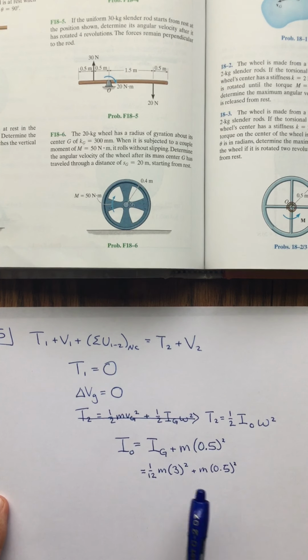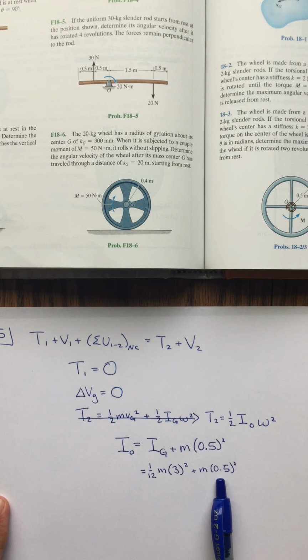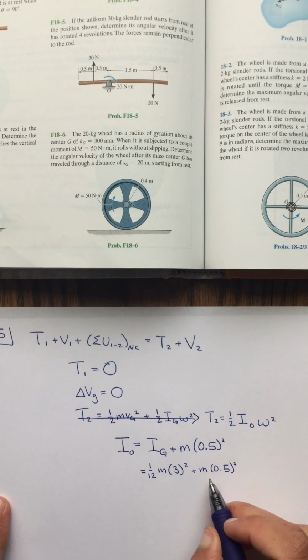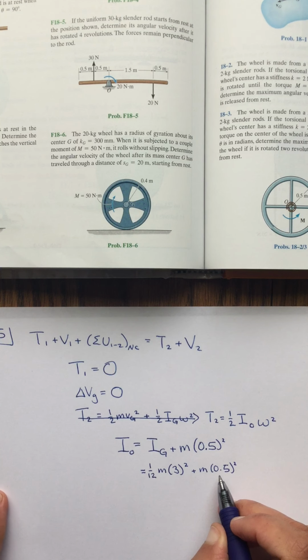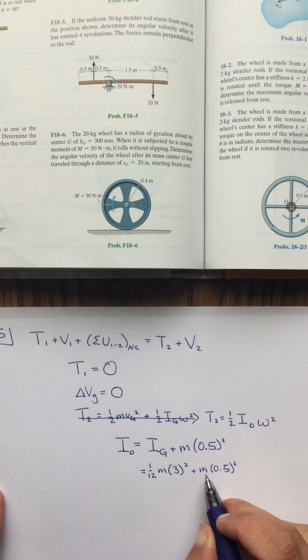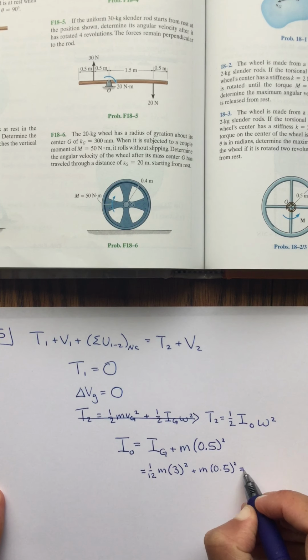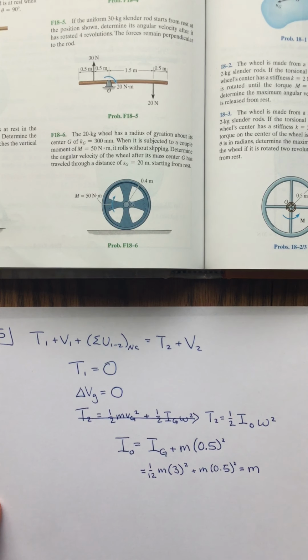And then if you do 3 squared, you get 9. 9 divided by 12 is 3/4. 0.5 is 1/2. 1/2 squared is 1/4. So this is 3/4 plus 1/4, which is just 1. That would be 1 meter squared times the mass, which was in both terms. So that's the mass times 1 meter squared, but since we're leaving out the units, that's just m. And then the moment of inertia would have units of kilograms times meters squared.